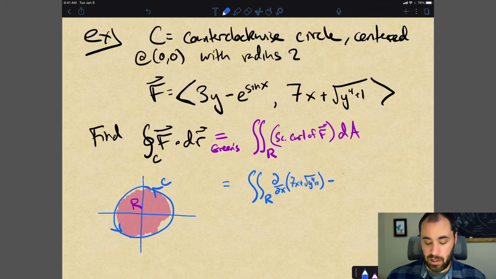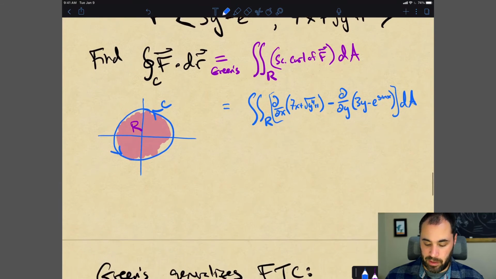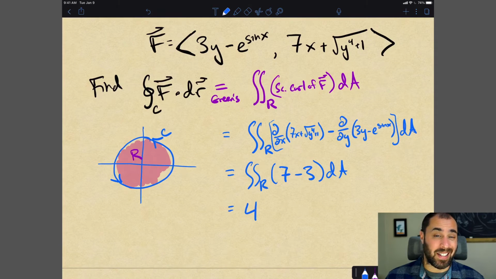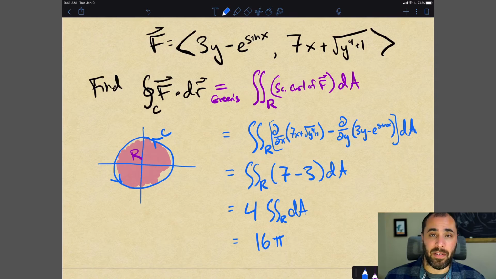We can find the scalar curl. We'll take the partial with respect to x of the second component. We'll subtract from that the partial with respect to y of the first component of F. Well, those partials are just 7 and 3. So we get 4. It's a constant. We can factor it out of the integral. And an integral over the region of just 1 is the area of that region. So the area of the circle with radius 2, 4 pi, multiply by that 4. 16 pi is our answer.